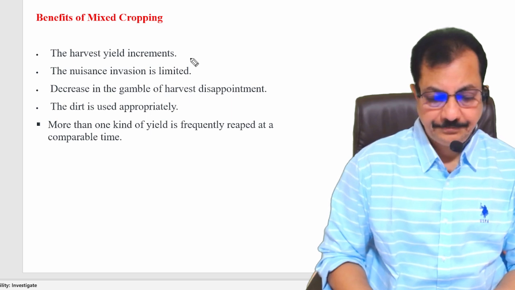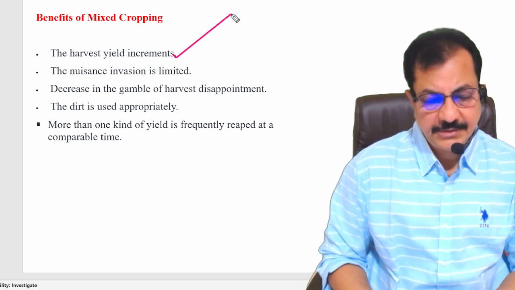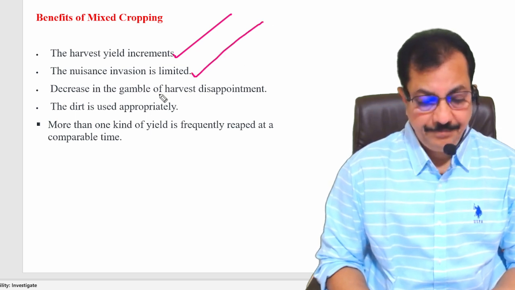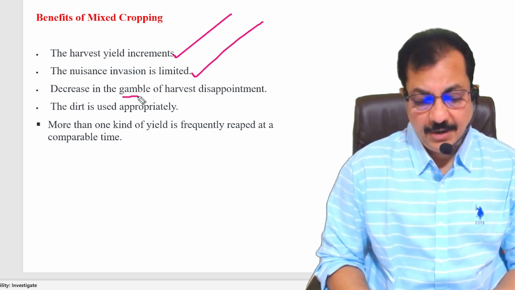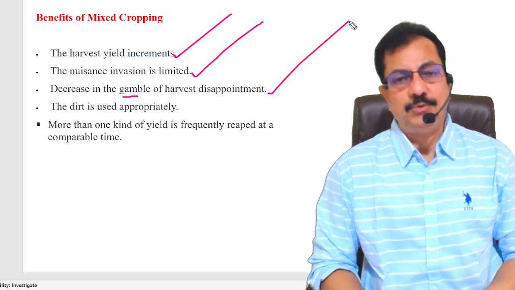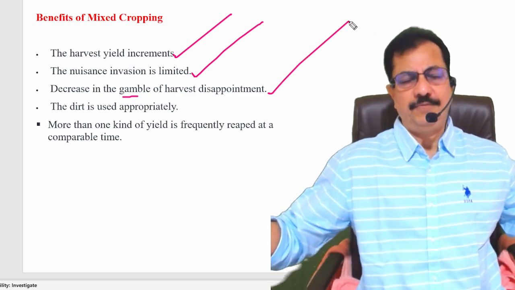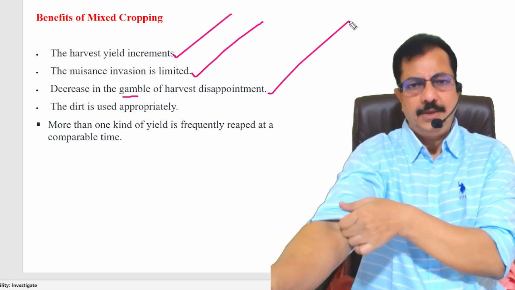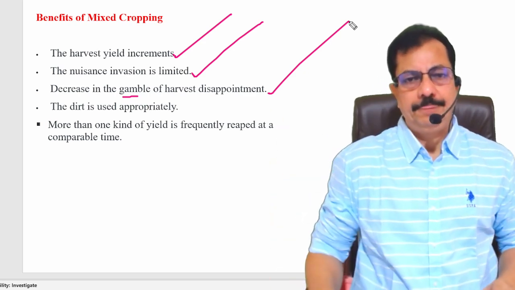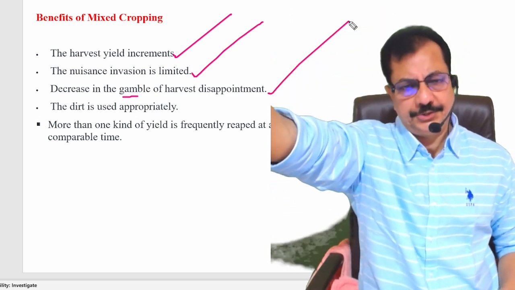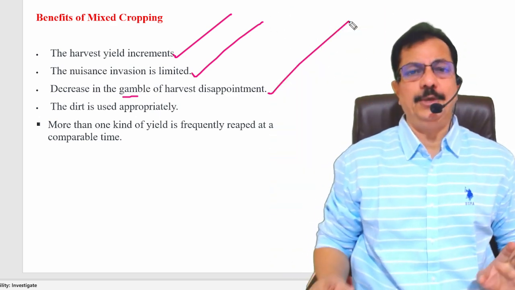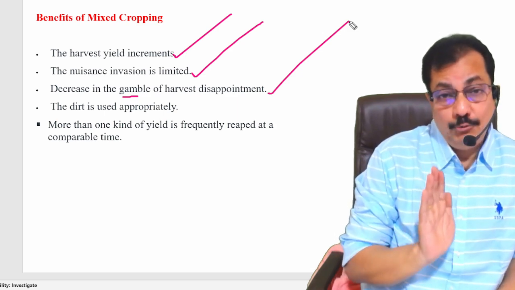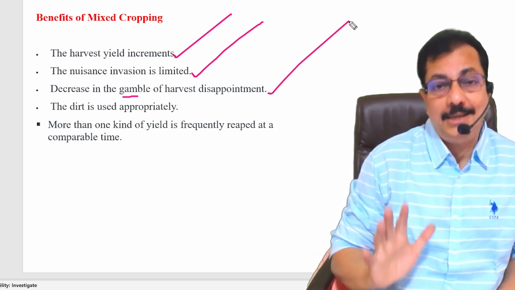Let's try to understand. Look at this. The crop yield increases. The weed invasion is limited. It decreases the risk of crop failure. Otherwise what will happen? Right? If you have a large amount of land or small land, you go for only one crop and you are playing a gamble on that one. If that is a success, that will be huge success. If it is a loss, this is going to be huge loss. That is the reason why mixed cropping will reduce the disappointment of the agriculturist.